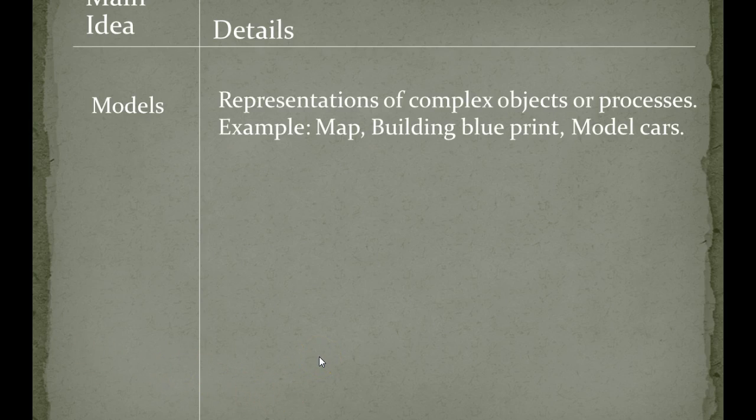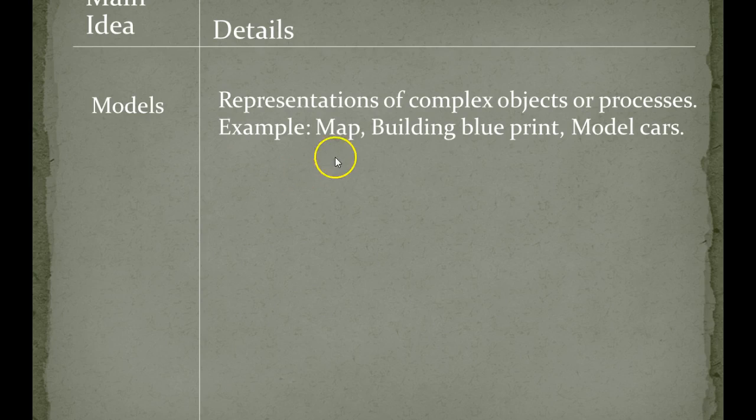Models are representations of complex objects or processes. So in essence, they show something else, whether it is an object or a process. They may shrink it down to be smaller. They may make it larger because it's already very small. We want to be able to use a model to make it so that we can work with something we would normally not be able to work with.